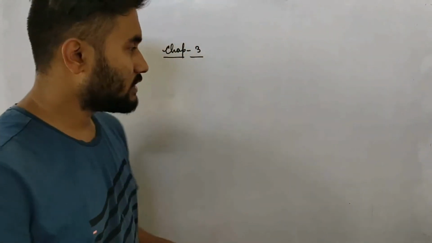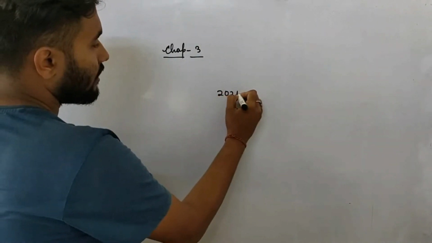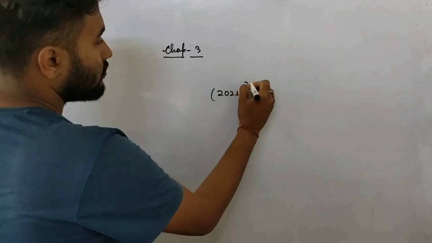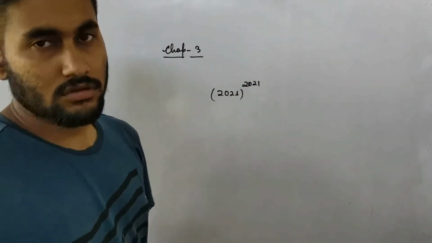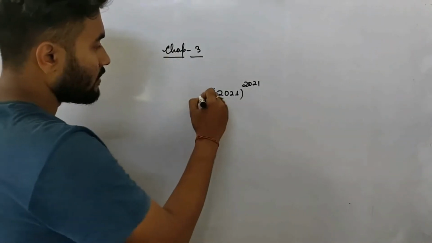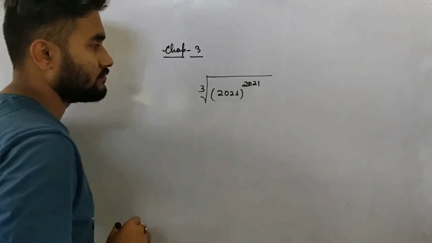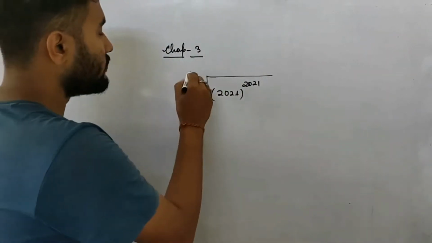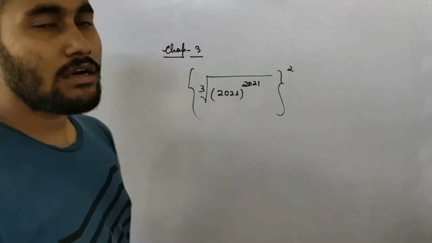Very big numbers. Say for example, 2021 to the power 2021, like that. So this type of calculation we can do by what? Logarithm. Say more difficult, say cube root of 3, again you say whole square. So this thing you can't do in a calculator.